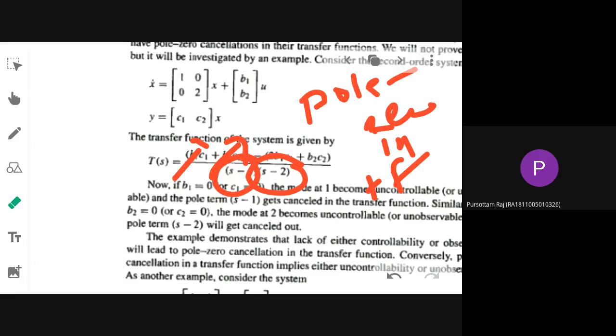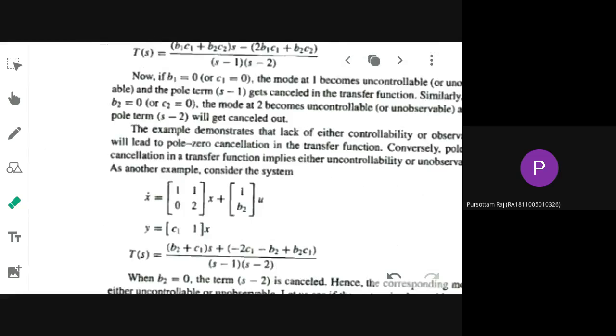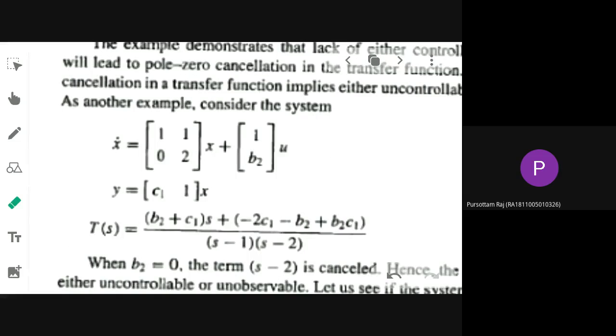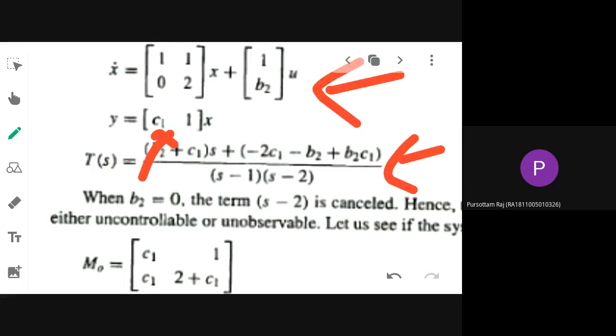Both are related. Now if you look at this function, this is also a state space model. Again they are converting it into a transfer function. Again if you put this term as 0, one of the modes may get eliminated while you are deriving the final transfer function. So this is all about pole zero cancellation.